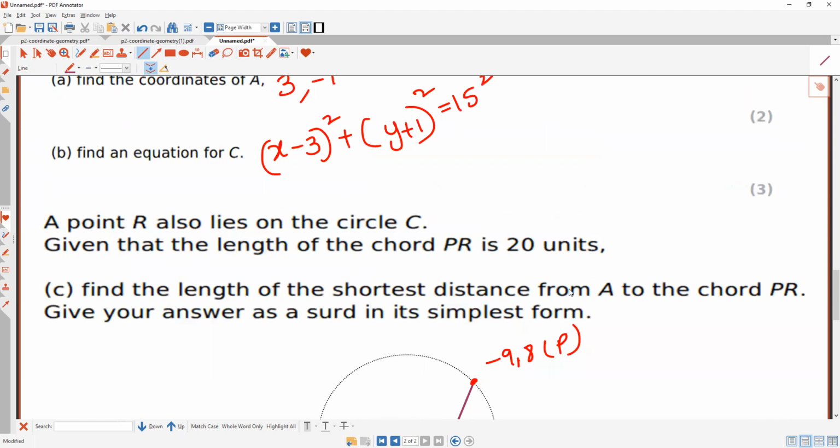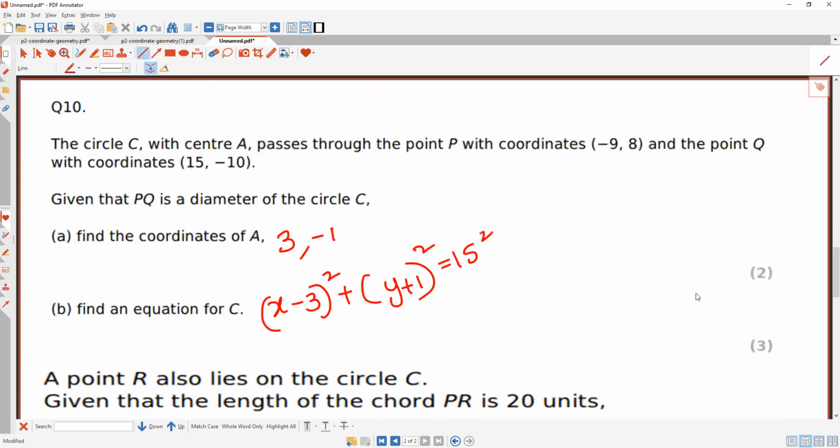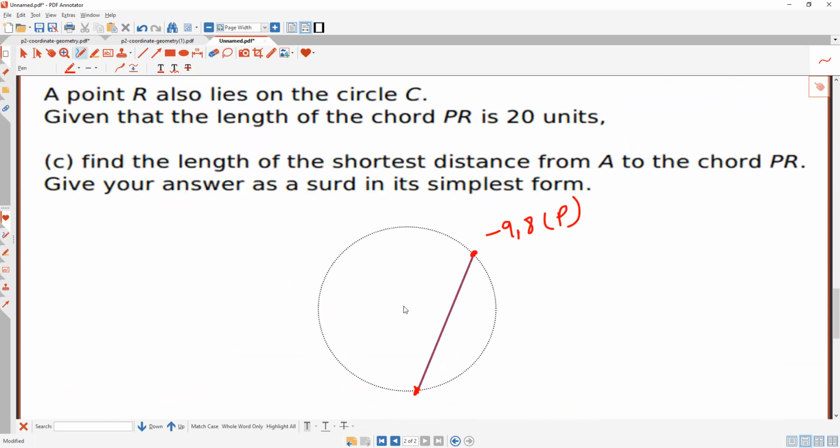Find the length of the shortest distance from A to chord PR. What's your A? The midpoint, center of the circle. Shortest distance. So this is your A. This is 15, this is 15, and this is 20. Now they want the shortest distance over here. You know it is at the midpoint. This is 10 and this is 15. It's a right angle triangle. All you have to do is use the Pythagoras theorem. That's it. Understood?